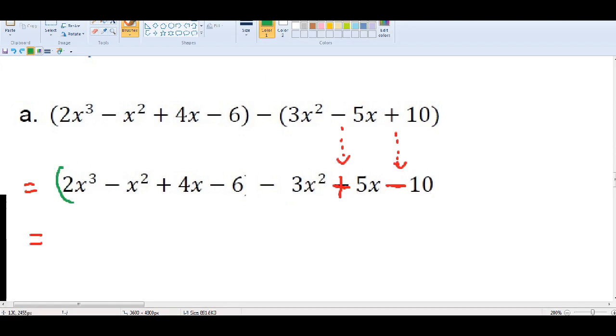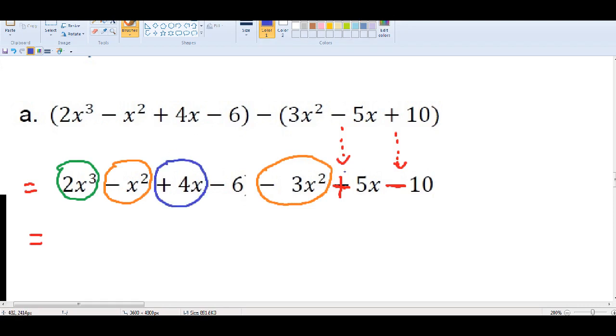So for the first one I might use blue, and for the second one I'm going to use orange. Do we have another x squared? Yes, so here's the x squared. Do we have a term of x? Yes, plus x, so here's another plus x. Do we have a constant term? Yep, this is the constant term.